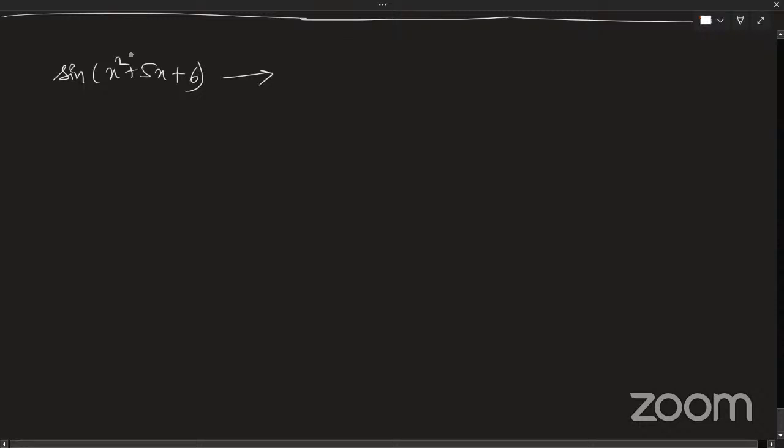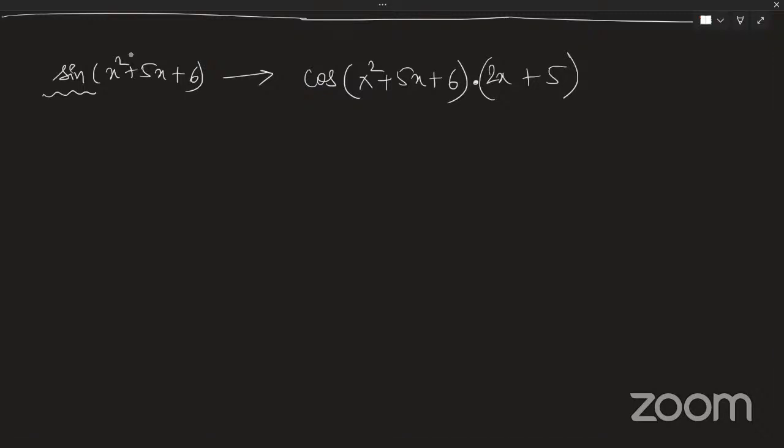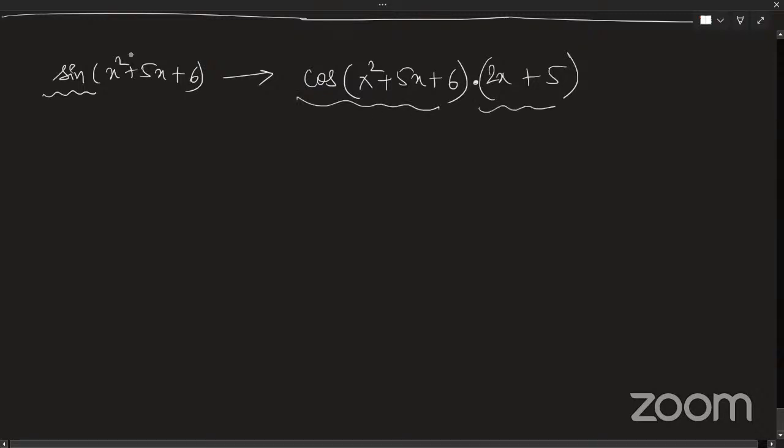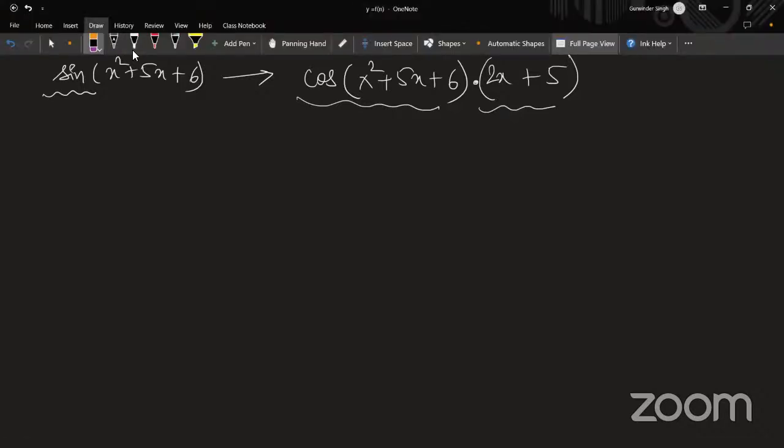So its derivative will be, first approach from outermost side, so it will be cos of x square plus 5x plus 6. This is correct. Multiplied by... So you have written it like this. So actually, I just wanted to tell you it will be this. Everything is getting multiplied. You have left the brackets open over here. Okay, sir. So it will be 2x plus 5.